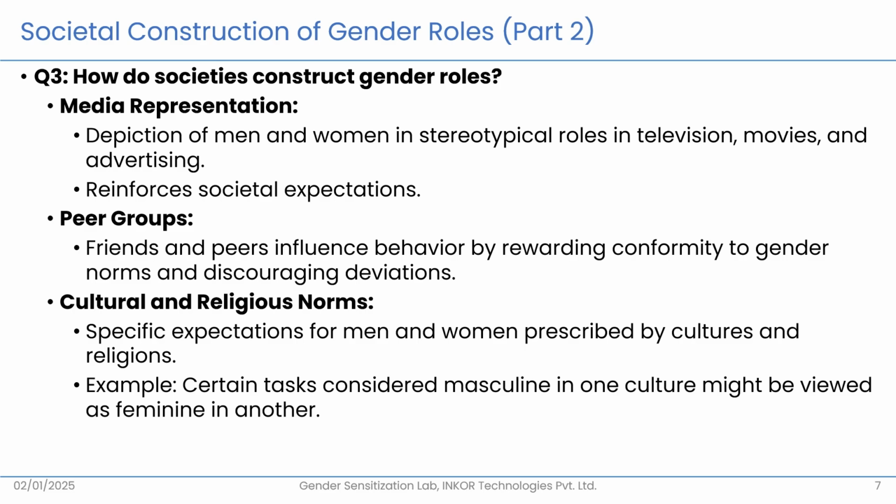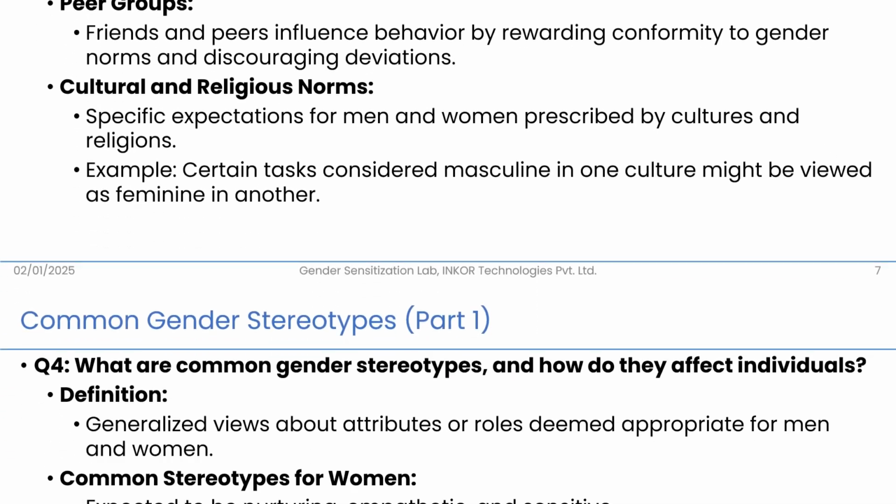Cultural and religious norms also define specific roles for men and women, influencing expectations about work, family, and social responsibilities. In some cultures, tasks considered masculine in one society may be viewed as feminine in another, showing how gender roles are shaped by context rather than biology.